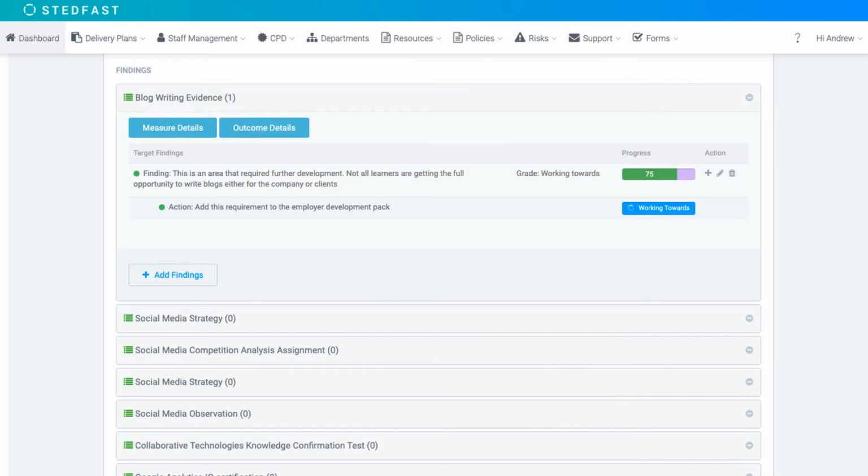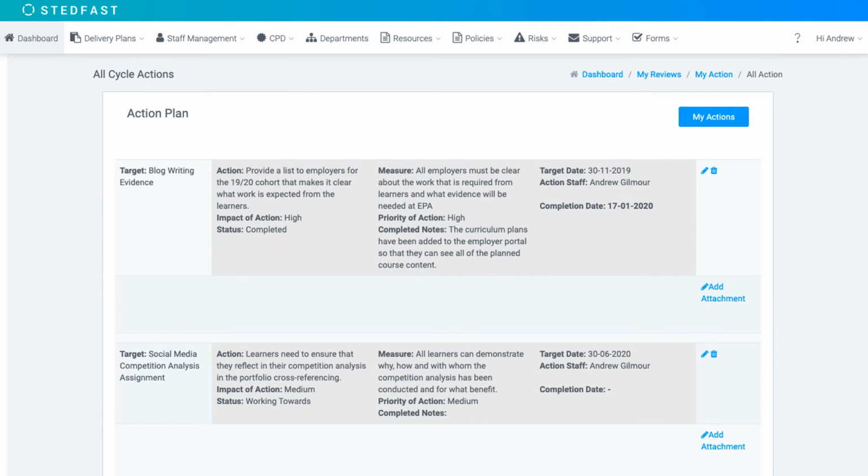Once a program has been delivered, staff will then need to review the evidence and understand what it means for the program. It also gives them the opportunity to analyze the curriculum impact. Once a plan has been reviewed, findings need to be added and improvement actions identified.